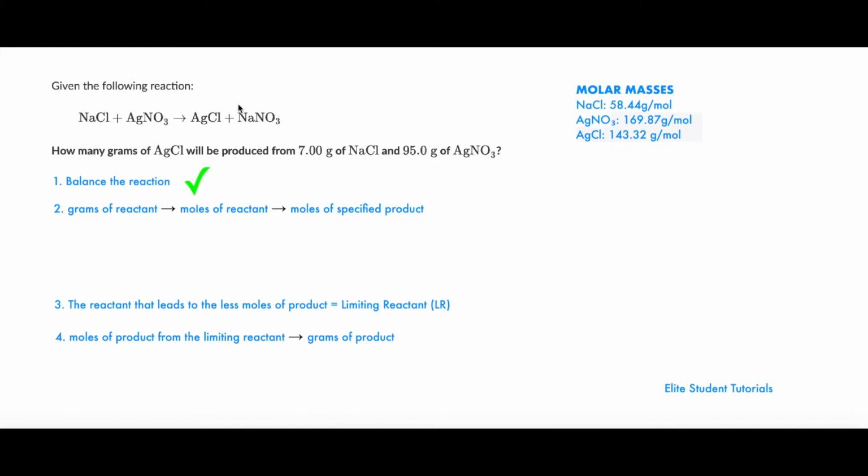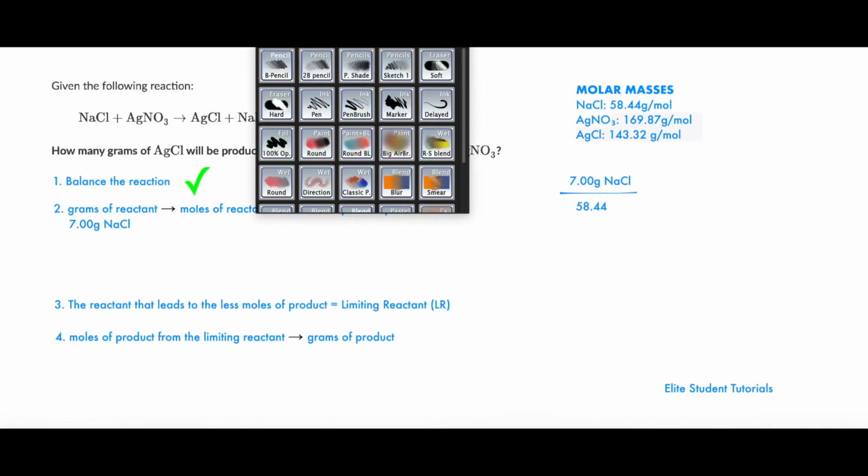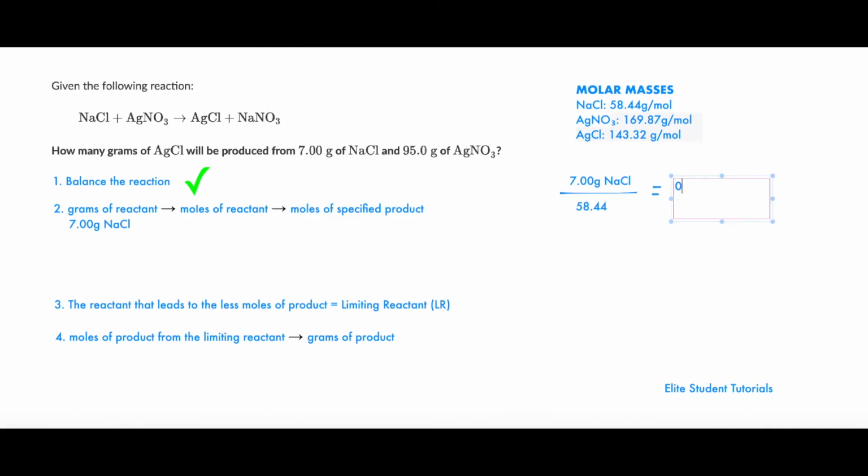Let's start with NaCl. Here's a simple way to convert this to moles of NaCl. Take the grams we have and divide it by the molar mass. Alright, let's see what this comes out to be. 0.11978 mole of NaCl.